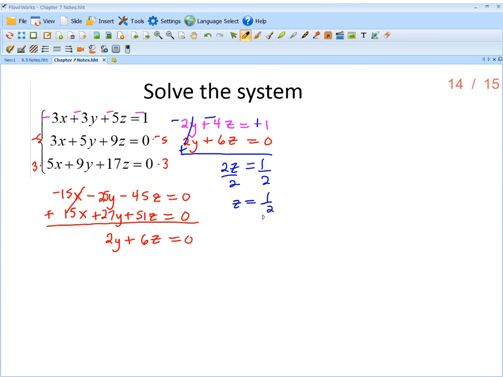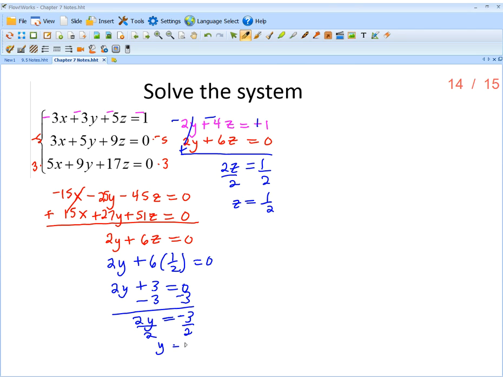All right, so let's go ahead and plug in the z. You can pick either of these two equations. This is right here, so it's convenient. I will use this one. 2y plus 6 times a half is equal to 0. 2y plus 3 equals 0, subtracting 3 from both sides. I get 2y is equal to negative 3, so y is equal to negative 3 halves. All right, so we have our z, we have our y, and now it's a matter of solving for x.